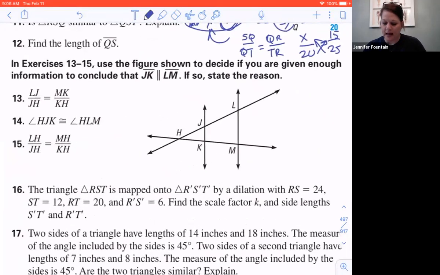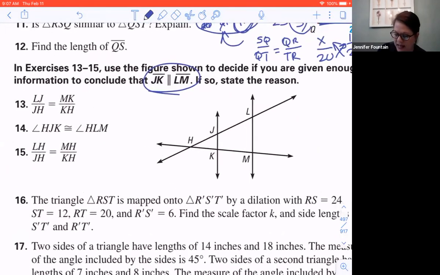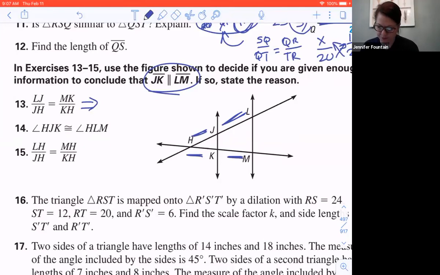All righty, now we have our transversals cut by some lines, and it says that we are trying to decide if we have enough information to conclude that we have parallel lines. So remember, if they are parallel, then my sides are going to be proportional. So we've got to look and use what they've given us to determine that. So here they've said LJ over JH. So I'm going to look at LJ over JH is equal to MK over KH.